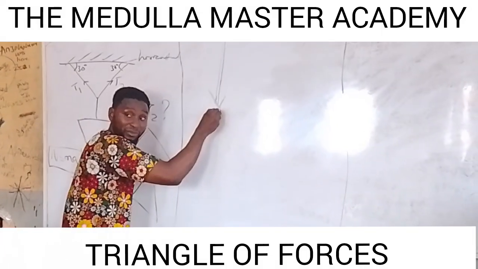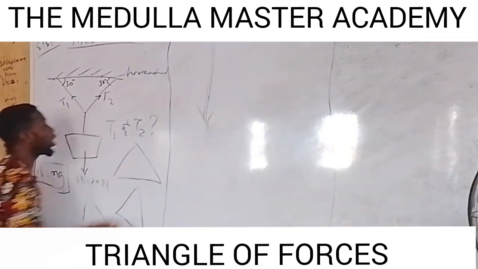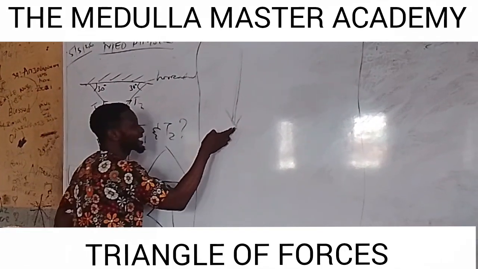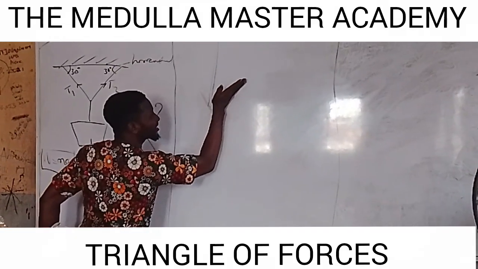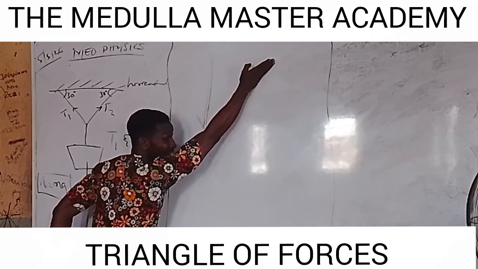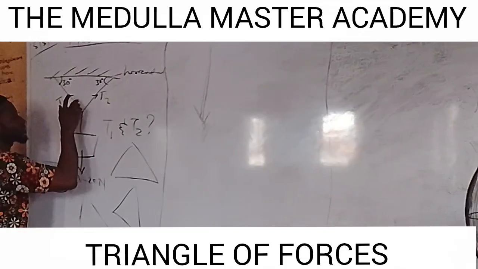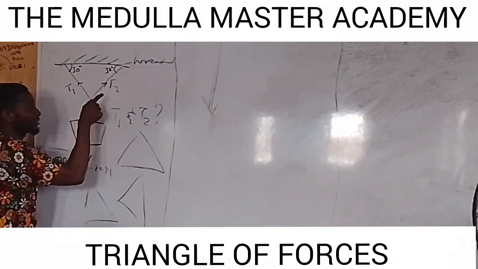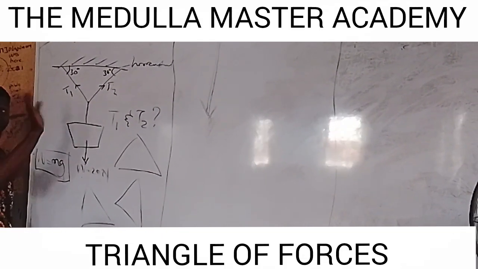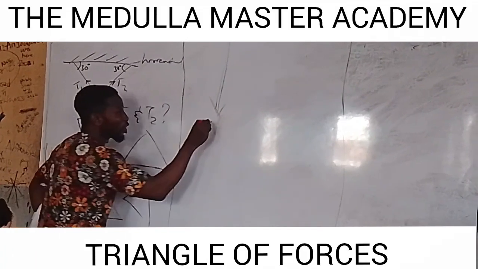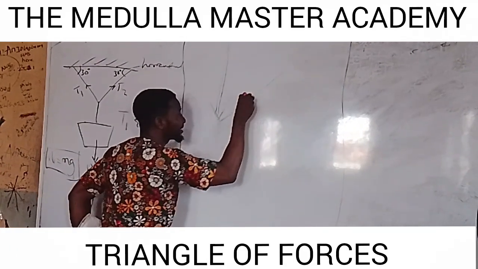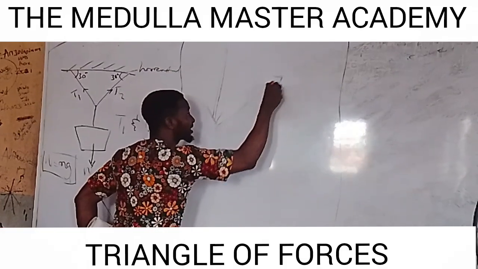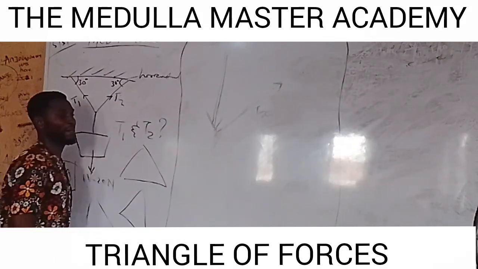Are you getting me now? So which one do I draw? Of course, since the first ends here, I must draw something that goes like this. Are you seeing it now? Out of these two lines, which one goes like that? T2. So you see, it's very simple. So I draw T2 like this. This is my T2.